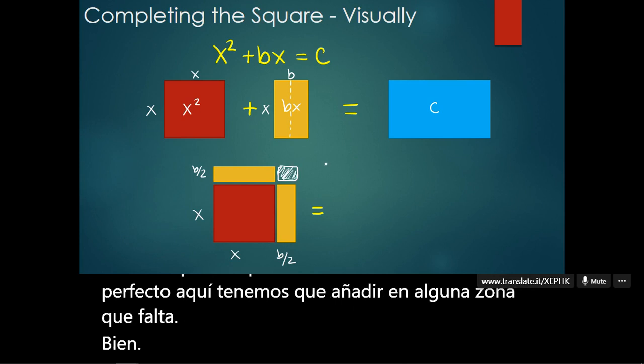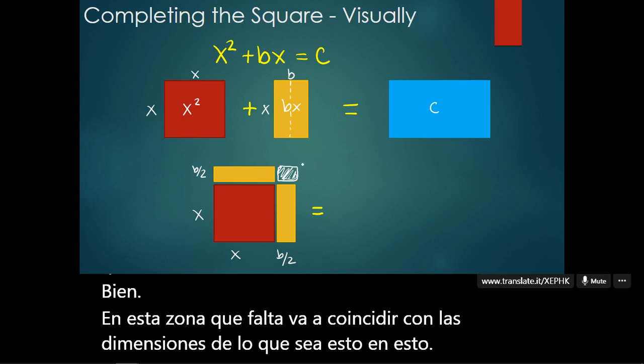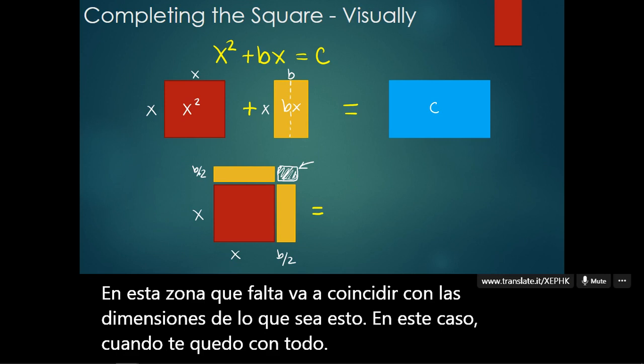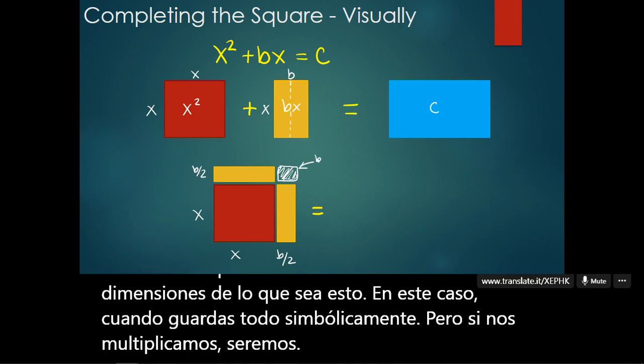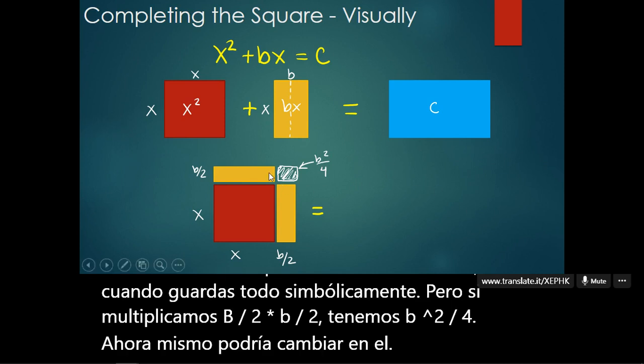And this missing area is going to be matching with the dimensions of whatever this is. In this case, we're going to keep everything symbolically, but if we multiply b over 2 times b over 2, we get b squared over 4, all right? Now, am I changing the problem when I add in this area?